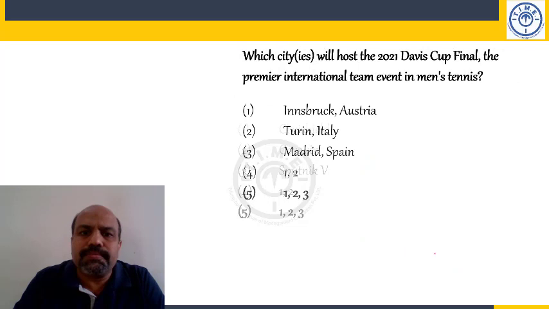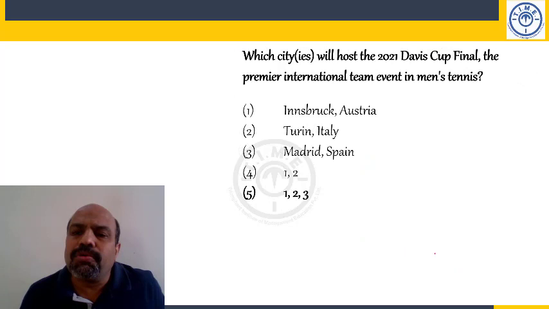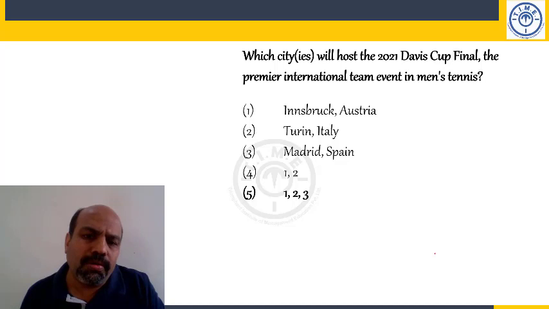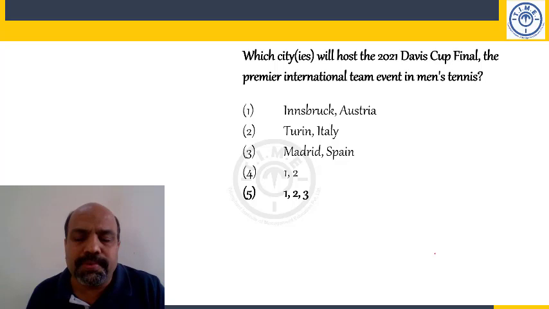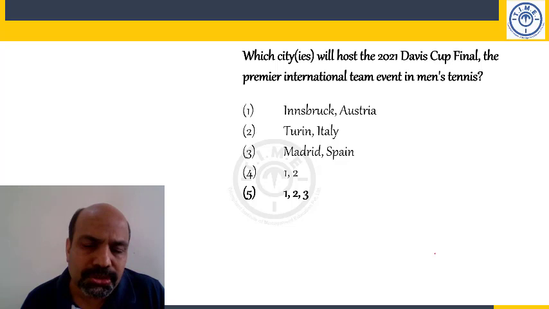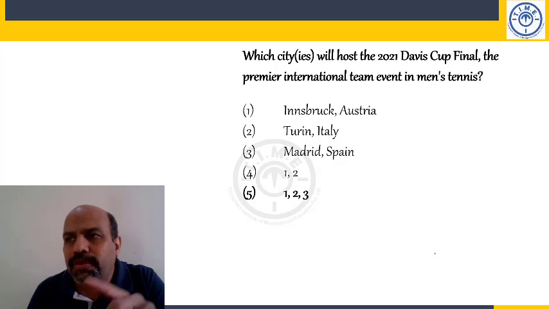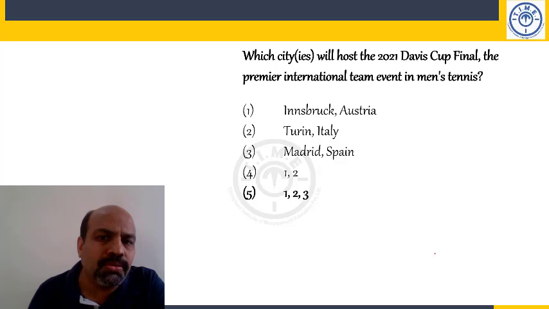So please correct it, it is DGCI. Okay, next. Which city or cities will host the 2021 Davis Cup final, the premier international team event in men's tennis? Well, all three of them. The 2020 Davis Cup didn't happen because of the COVID pandemic, so it has been postponed to this year and is now called the 2021 Davis Cup final. It will be held in three cities: Innsbruck in Austria, Turin in Italy, and Madrid in Spain. Turin is the same town where the Fiat company was started. In the past Turin was called Torino, T-O-R-I-N-O, but now it's called Turin.